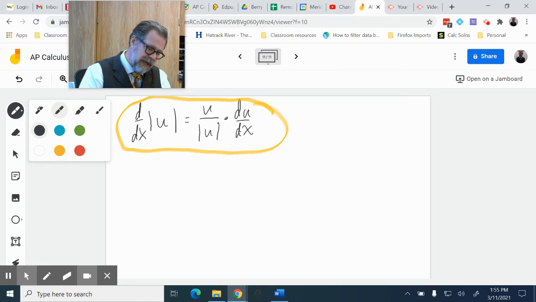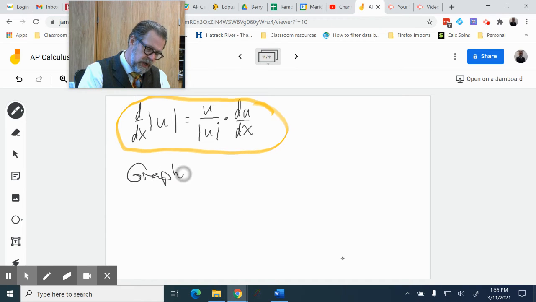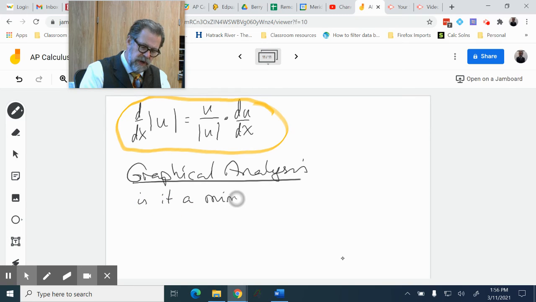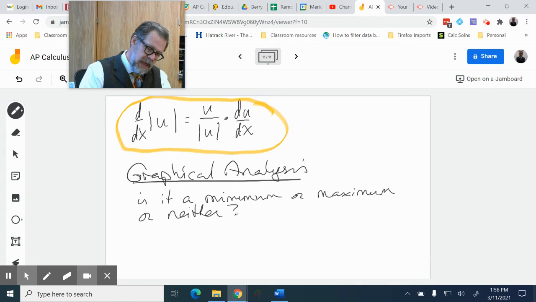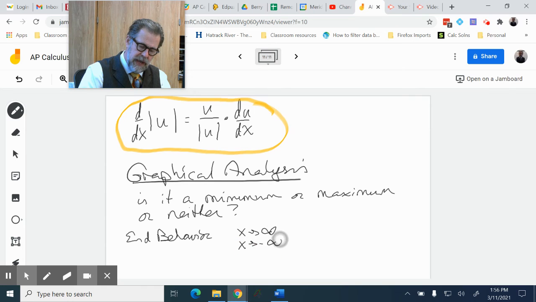And then the final thing I would tell you about this section is when we're talking about graphical analysis, and usually we're trying to figure out, is it a minimum, singular, or maximum, or neither? And what we can do is look at end behavior. You may remember end behavior models from way back then. What happens as x goes to infinity? What happens as x goes to negative infinity?